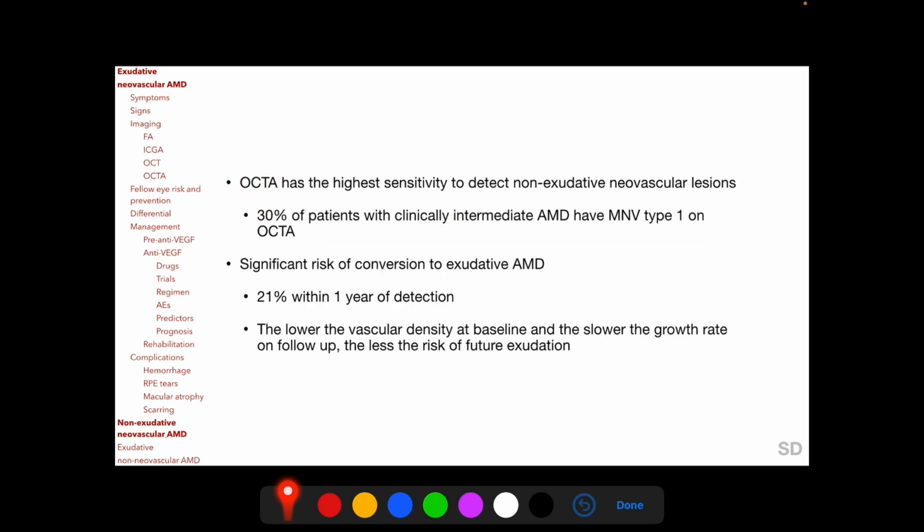OCTA has the highest sensitivity to detect non-exudative neovascular lesions, and it has been seen that 30% of patients with clinically intermediate AMD have MNV type 1 lesions on OCTA, and there is a significant risk of conversion to exudative AMD with a 21% risk of conversion to exudative AMD within 1 year of detection of a non-exudative neovascular lesion.